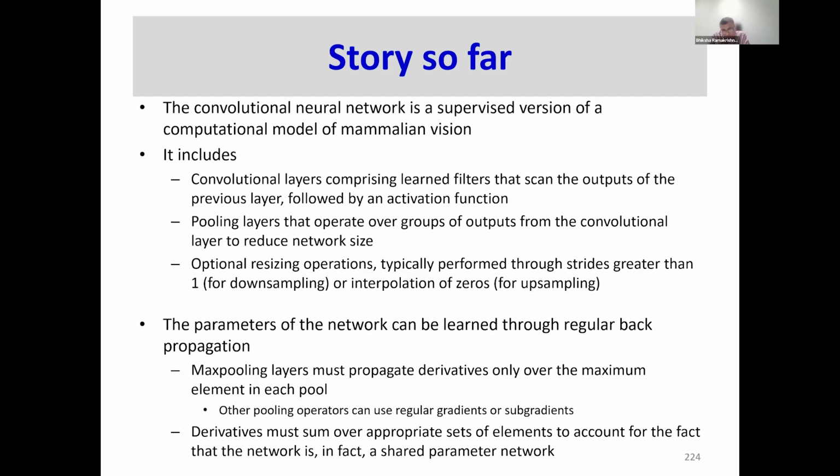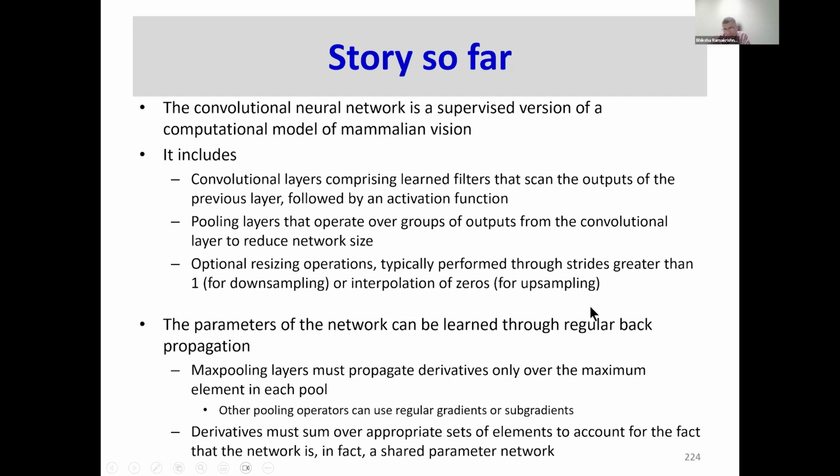Max pooling layers must propagate derivatives only over the maximum element in each pool. Other pooling operators can use regular gradients as subgradients. And derivatives must sum over appropriate sets of elements to account for the fact that the network is in fact a shared parameter network. And what we saw were some of the rules for sharing, but all of this makes the computation of derivatives look just like a convolution operator. So we'll stop right here.